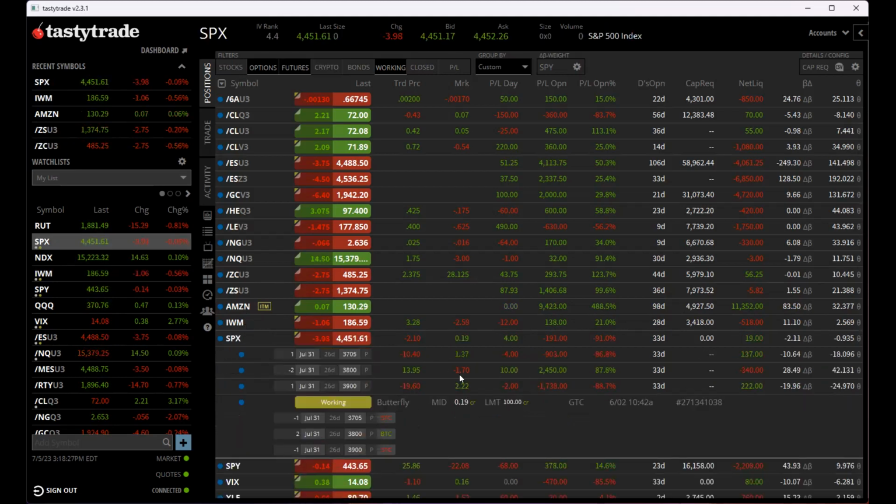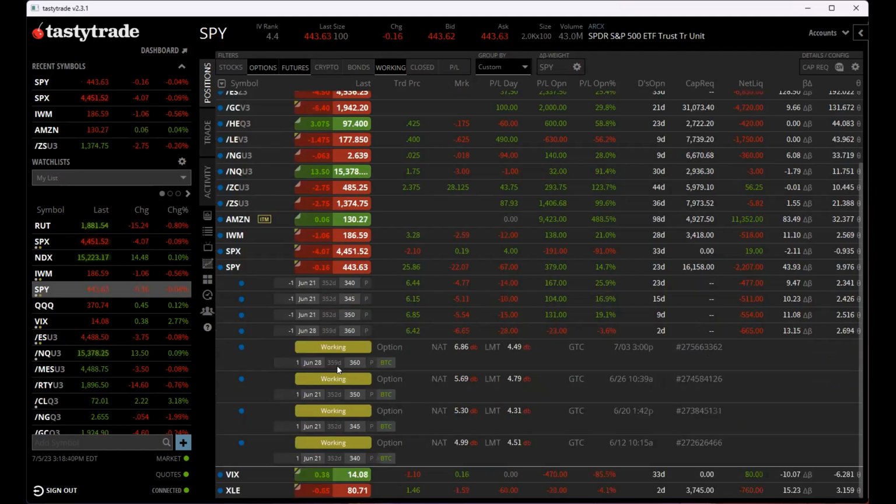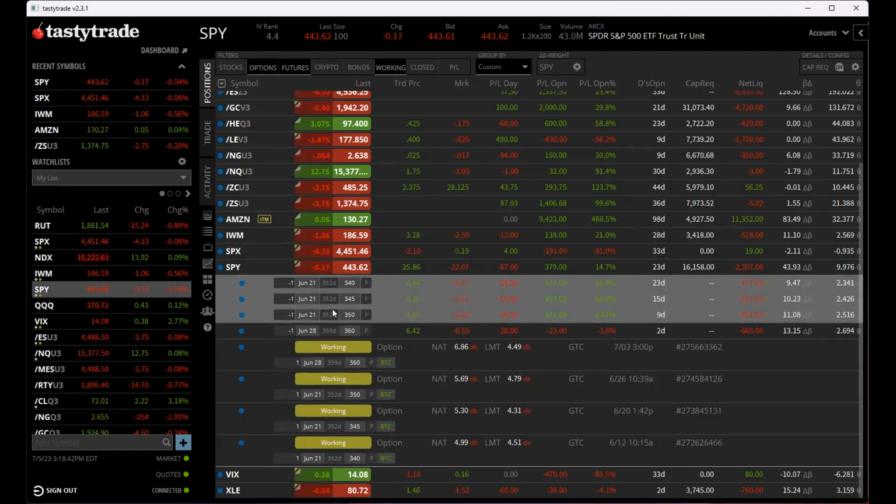SPX, I've got a hedge trade on here. I've got a butterfly hedge trade. This thing's at nearly a full loser, but I've still got 26 days to go and to see if we drop. Nothing to do there. SPY, I've got 4 trades working.